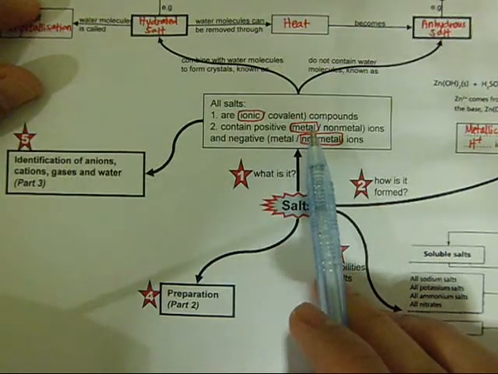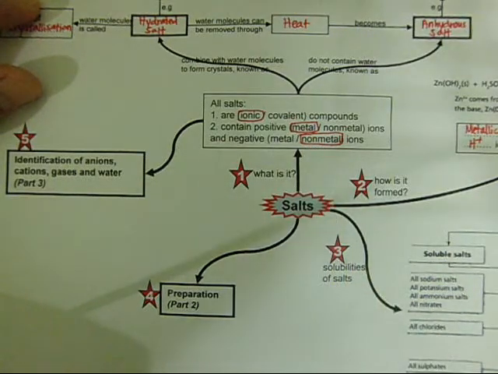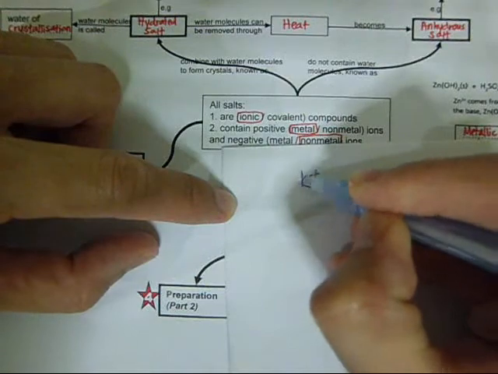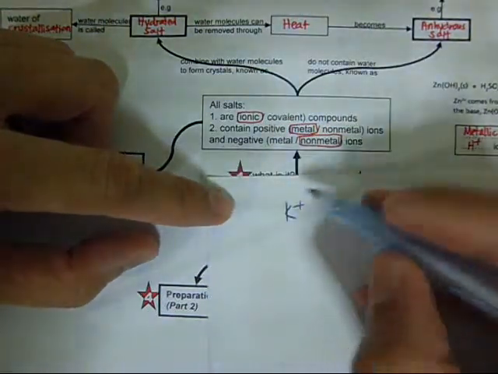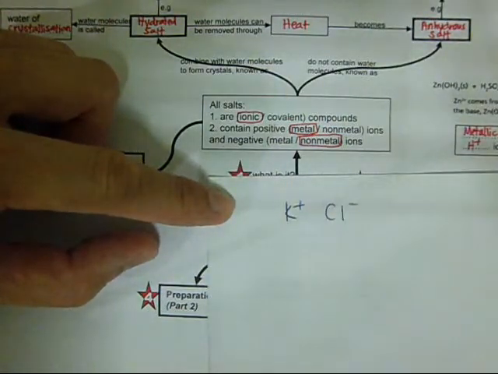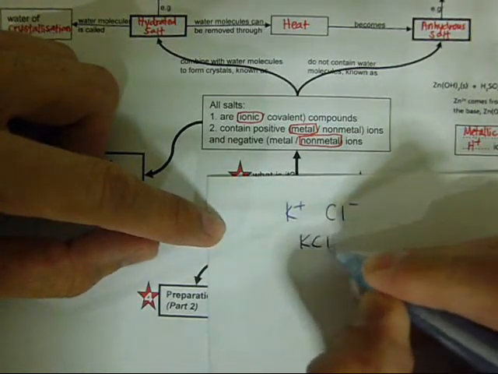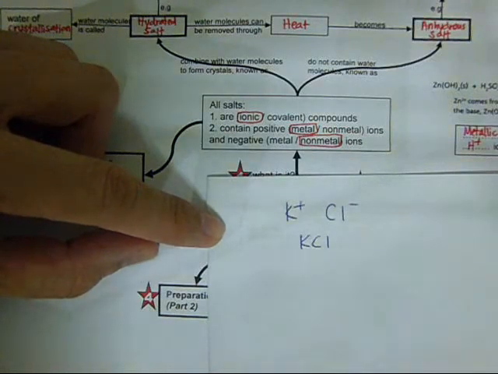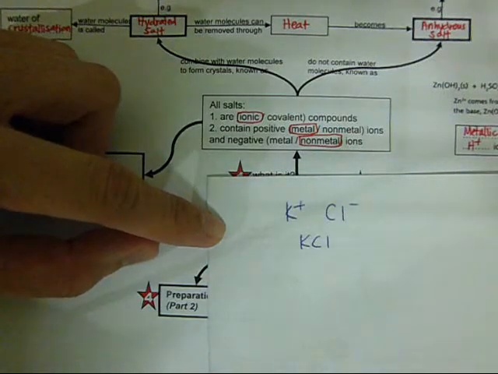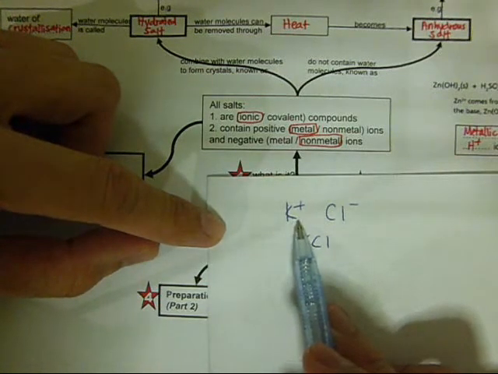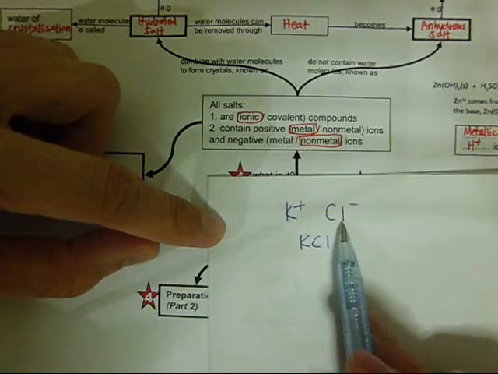A positive metal ion would be, for example, potassium ion, K+, and the non-metal ion would be, for example, chloride ion, because chlorine is a non-metal. If you put them together, that would be potassium chloride, and potassium chloride is an example of a salt. It is an ionic compound because it consists of potassium ion as well as chloride ion.